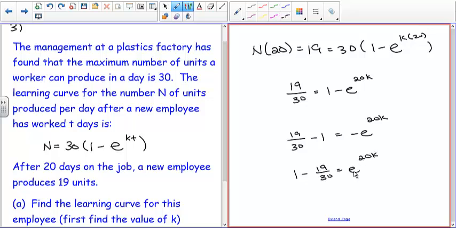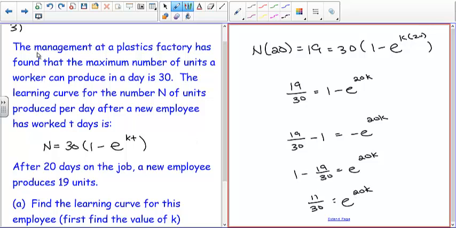So you always have to solve these things so you get e without any coefficient in front of it. And 1 minus 19/30ths is going to be 11/30ths. That's because 1 is 30/30ths, so 30 minus 19 is 11.